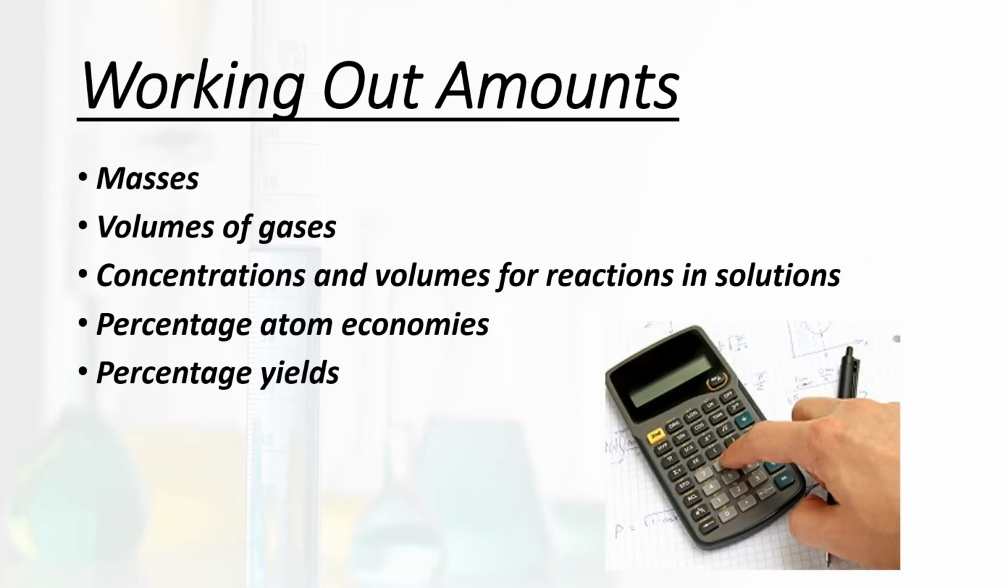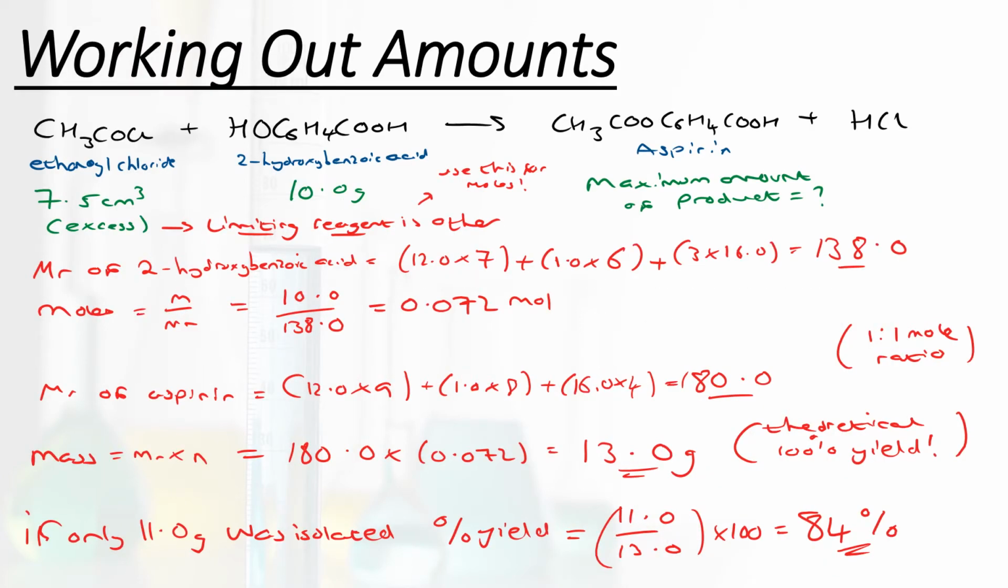So, using these balanced equations, and normally a balanced stoichiometric equation, there's lots and lots of things we can work out. We can work out reacting masses, volumes of gases, concentrations and volumes for reactions in solution, percentage atom economies, and percentage yields, just some examples. We're going to go through lots of examples in the next few slides.